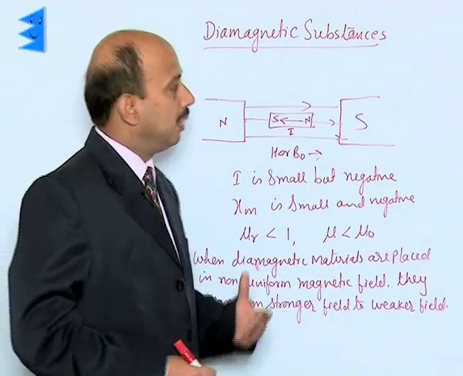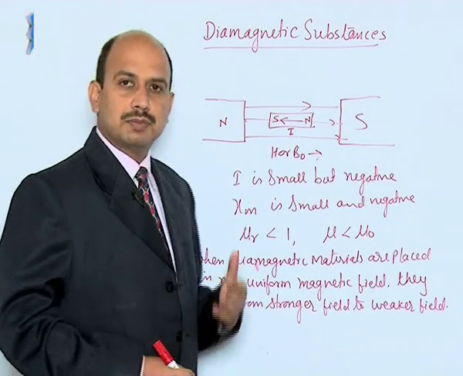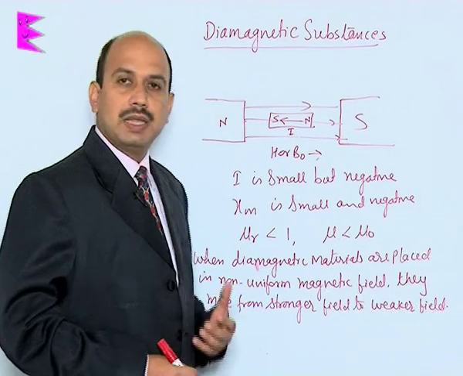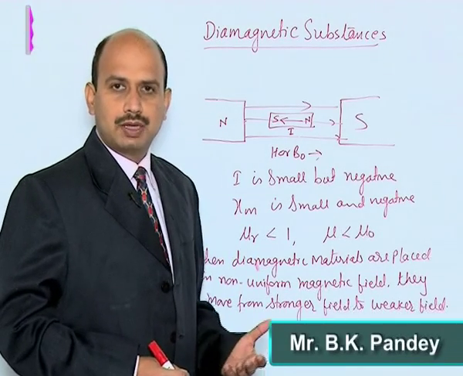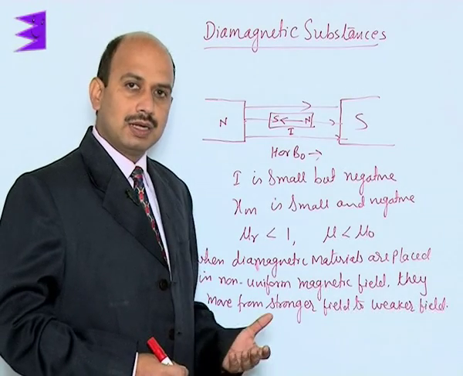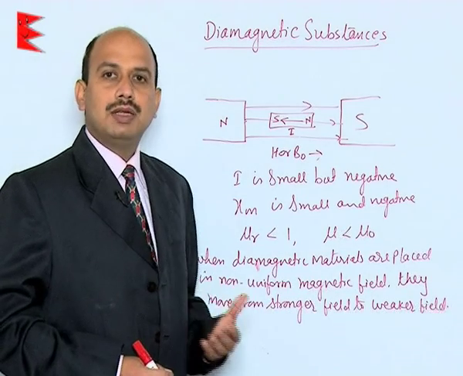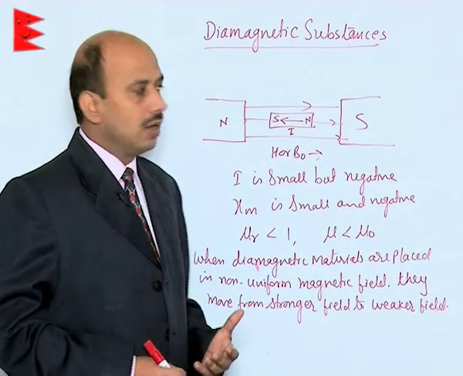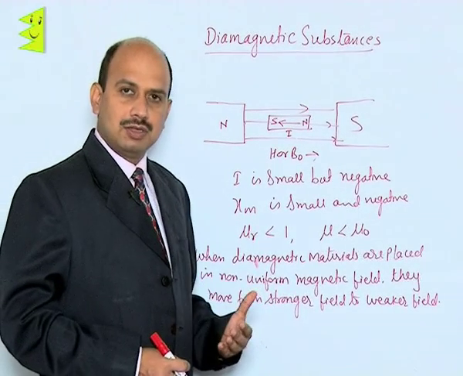Now see here, diamagnetic substances. How do these diamagnetic substances behave when they are placed in a magnetic field, whether the magnetic field is uniform or non-uniform? And what are the values of I, that means intensity of magnetization, and magnetizing force, and also relative permeability of the diamagnetic materials? On the basis of all these parameters, we will categorize the materials here.